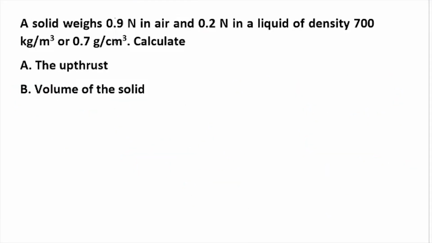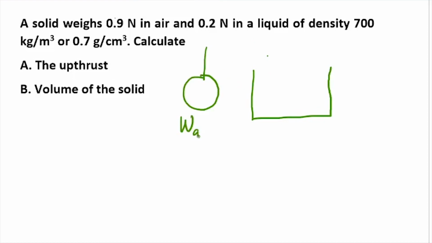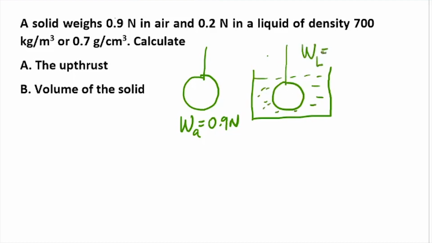A solid weighs 0.9 newtons in air and 0.2 newtons in a liquid of density 700 kilograms per meter cubed, or 0.7 grams per cc. Calculate the upthrust. That is straightforward. If I'm to draw here, this is a solid dangling in air. Its weight in air is 0.9 newtons. Then when I put this in a liquid right there, its weight in the liquid is 0.2 newtons. So here it was 0.9, then it reduced to 0.2 because there was an opposing force that reduced that weight, we call upthrust.